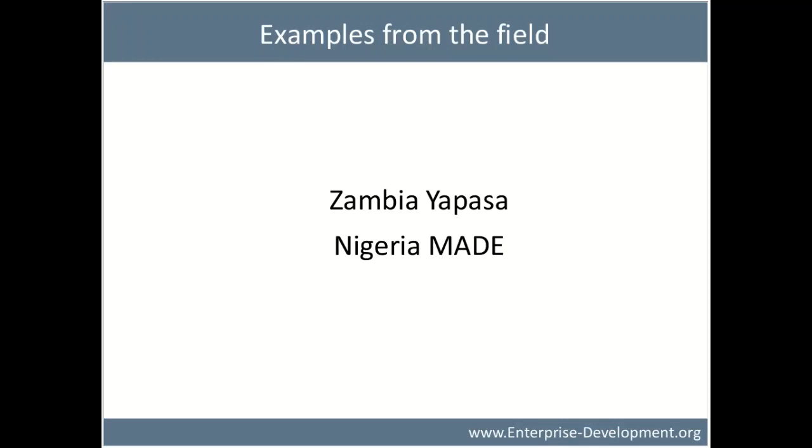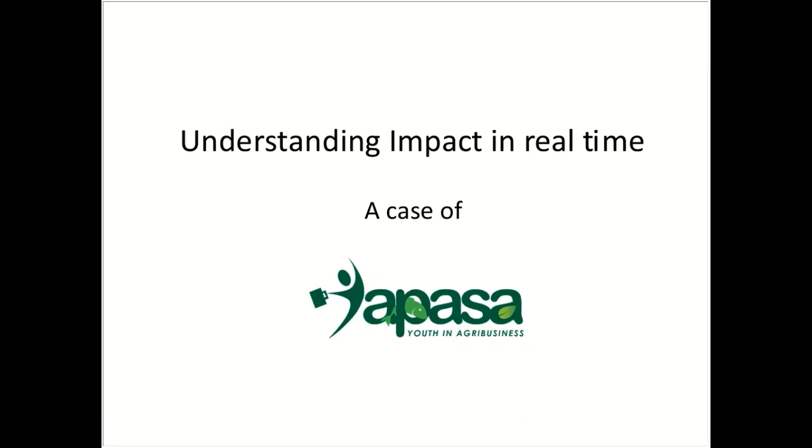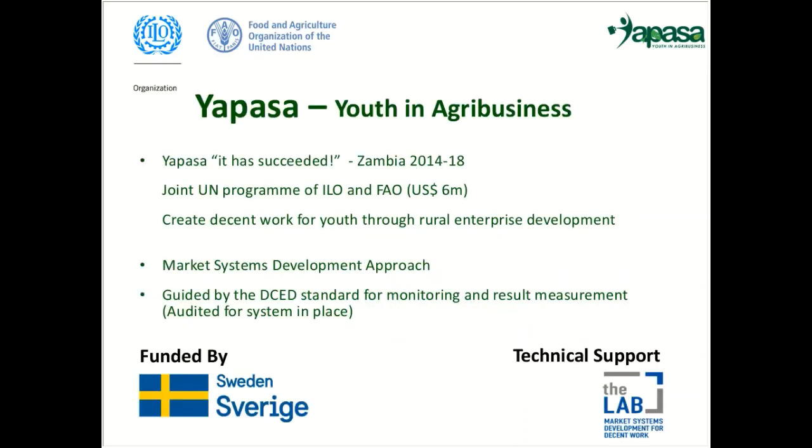Okay, thanks Navanita. Nice introduction, and thanks for handing it over. So welcome to Zambia. I will just pass the screen over to our first slide. Understanding the impact in real time. The YAPASA project, Youth in Agribusiness, where YAPASA means "it's succeeded", is all about getting young people into agricultural value chains through rural enterprise development.